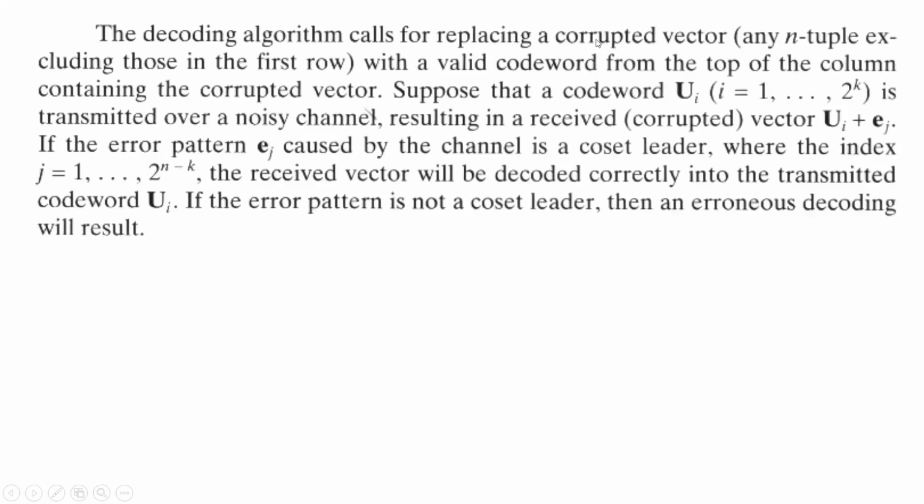The decoding algorithm calls for replacing a corrupted vector with a valid code word from the top of the column containing the corrupted vector. Suppose that a code word is transmitted over a noisy channel, resulting in a received vector Ui plus Ej. If the error pattern Ej caused by the channel is a coset leader, where the index j equals 1 to 2 raised to the power n minus k, the received vector will be decoded correctly into the transmitted code word Ui. If the error pattern is not a coset leader, then an erroneous decoding will result, and we will not be able to decode that part.